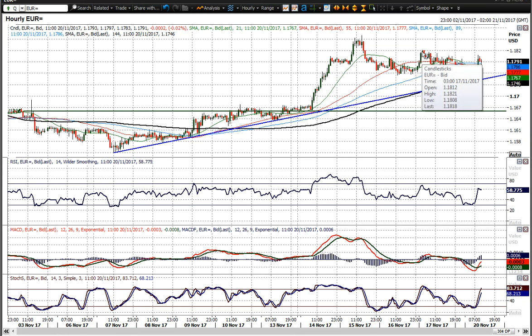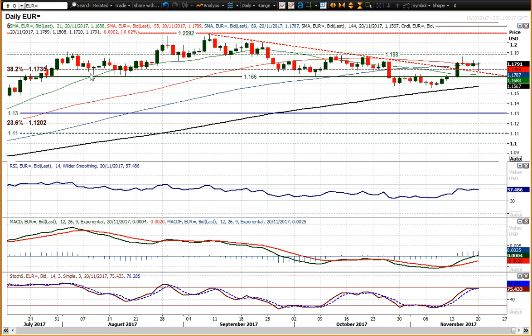So 1820 initial resistance, 1860 subsequently to that. Today's low, 1720, is initial support now, but yeah, fairly much neutrally configured, I think, on a near term basis.